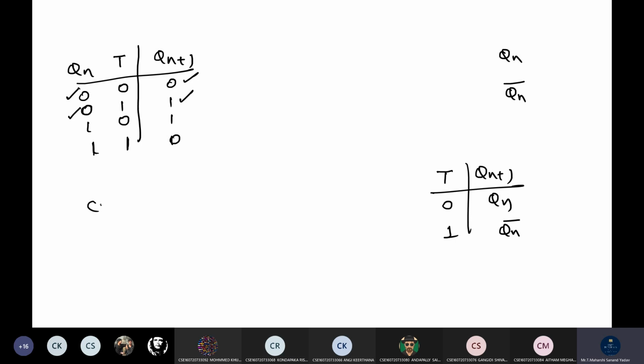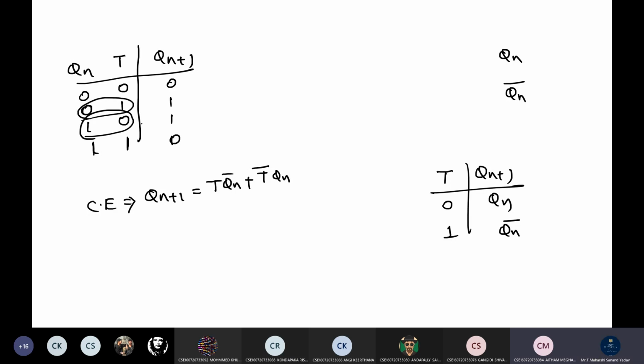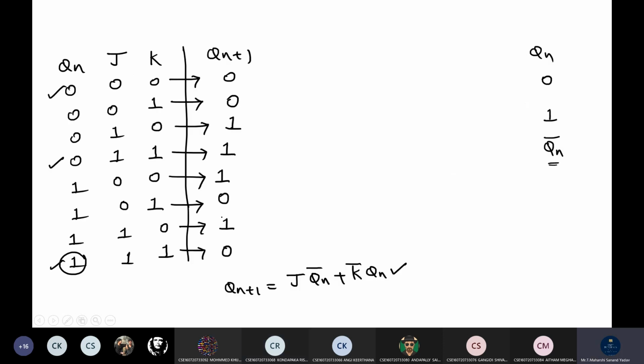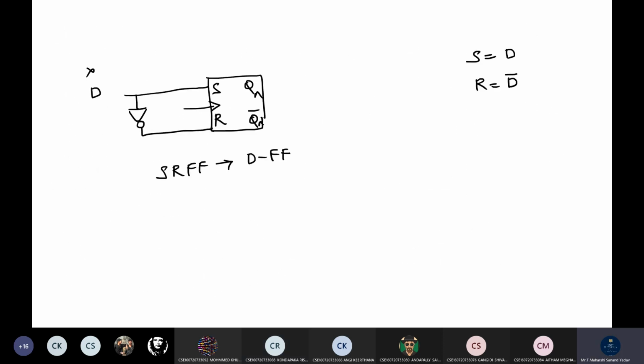So 0, 1, 1, 0 is the characteristic table. And tell me the equation. Qn plus 1 is equal to T Qn bar plus T bar Qn. How am I writing this directly? T XOR Qn. How am I writing directly without doing the K-map? 0, 1 means Qn bar into T. 1, 0 means Qn into T bar. We have to add them. So directly you can write like this by seeing the ones. 0 means Qn bar and 1 is nothing but T. Similarly here Qn T bar. So first you need to remember all these tables so that flip flop conversions will be easy.